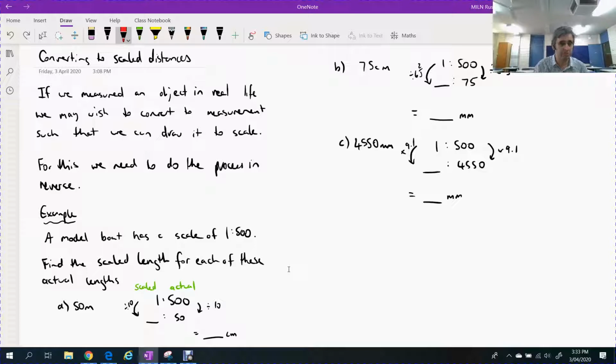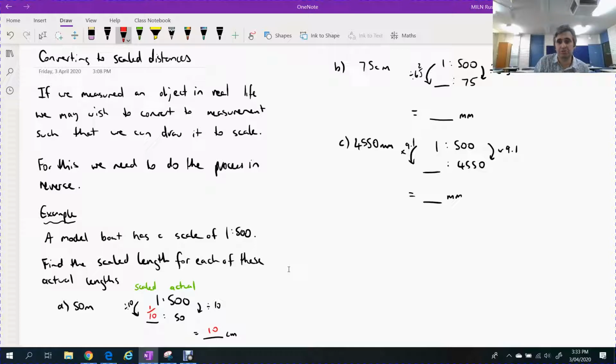So let's have a look at this. We've got a model boat. Someone's gone out with a tape measure and measured that it's 50 metres long. We want to make a little boat. So we're going to scale it by a factor of 1:500. A scale boat would be 500 times smaller than a real boat. So to get from 500 down to 50, we're going to divide by 10. So that will be 1/10 of a metre, which we know is just 10 centimetres. 1/10 of 100 is 10.